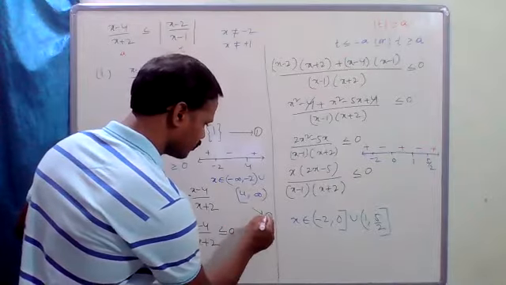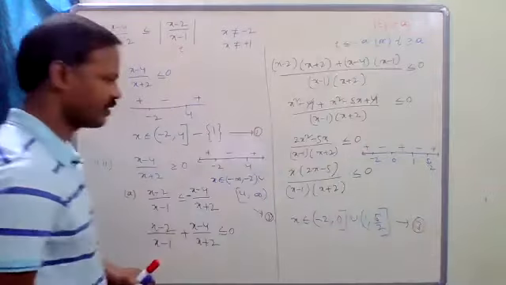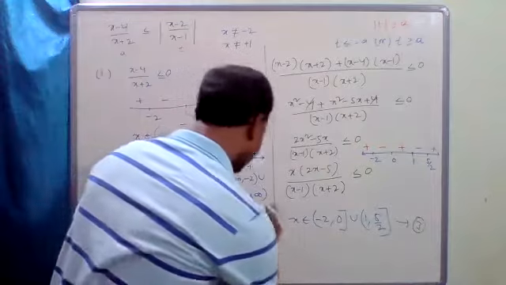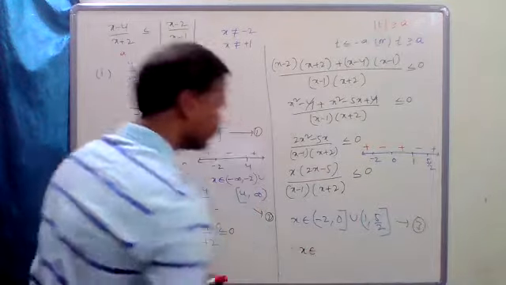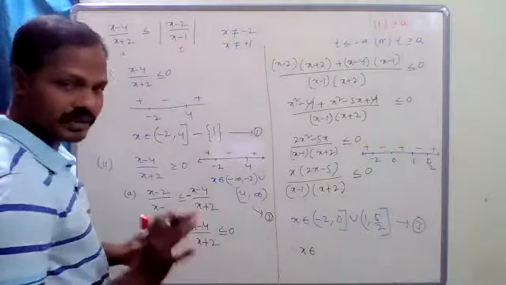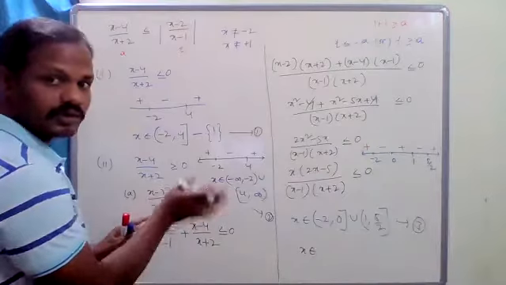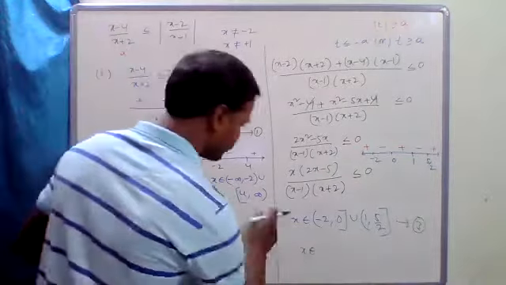So this is 2. Okay, this is 3. Now the intersection of 2 and 3. What will you get? Therefore x belongs to, because we are calculating the values of x which satisfy this condition, those values should be in this interval only. Now what is the intersection of these two?